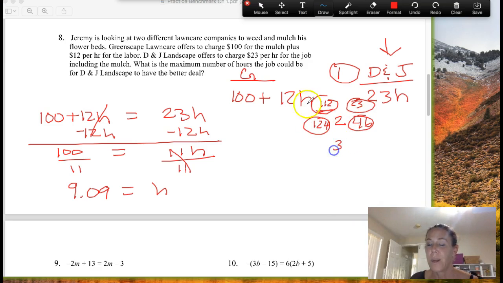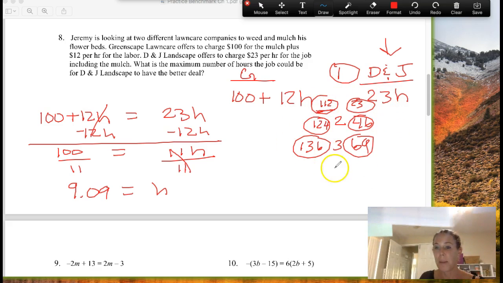Okay, so 3 hours. If I go 12 times 3, I'm going to get 36 and then add 100. So this is going to be 136 bucks. And over here, 23 times 3 hours is only going to be $69. So if they don't work very many hours, this is the way to go. So what's going to happen? I'm going to keep doing this all the way to 9 hours. Let's see what happens at 9 hours. When I go 12 times 9, I'm going to get 108 plus 100. That's going to be $208.